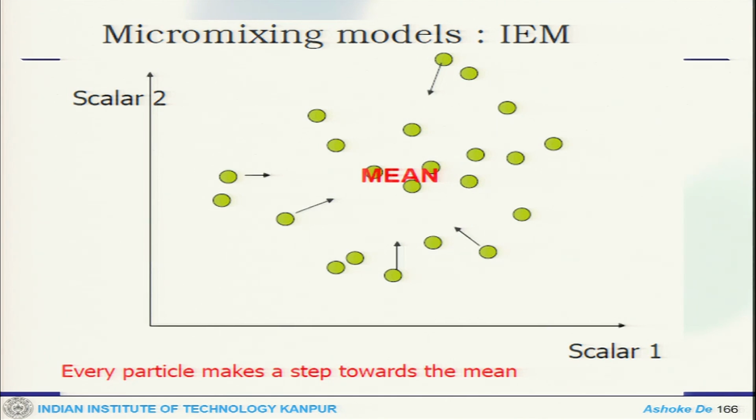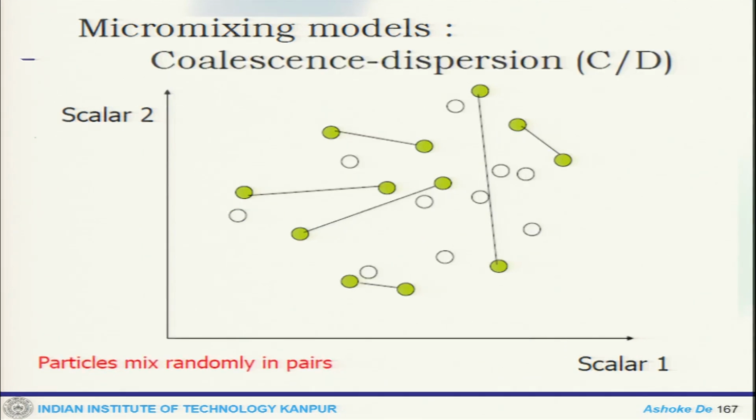This is one of the mixing models that was available. Then there are two other models, one is called the coalescence-dispersion or CD, or modified CD. They are available, where if this is the scalar and this direction is another scalar, the particles mix randomly in pairs. This is how the mixing model works.